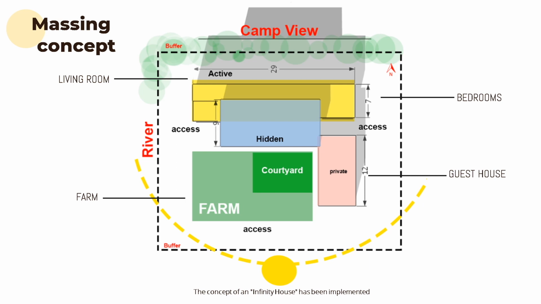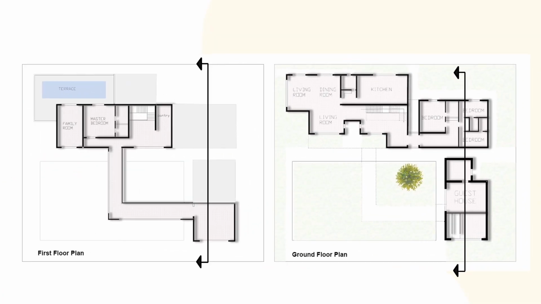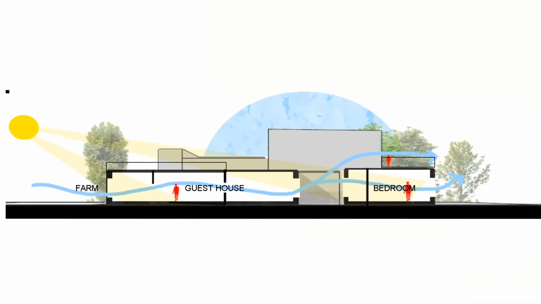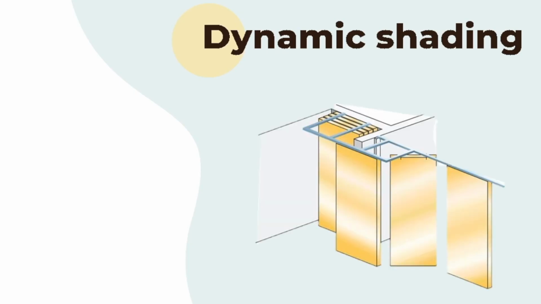And to mitigate the summer heat, the farm area has been thoughtfully situated to the south, casting shade over the house during the warmer months. The concept of an infinity house has been implemented seamlessly, connecting the interior and exterior spaces, creating a sense of endless opening, while using movable elements to achieve passive cooling and heating strategies by implementing a shaded courtyard strategy in my design that can prevent excessive heat gain during summer while allowing for ample sun in winters.